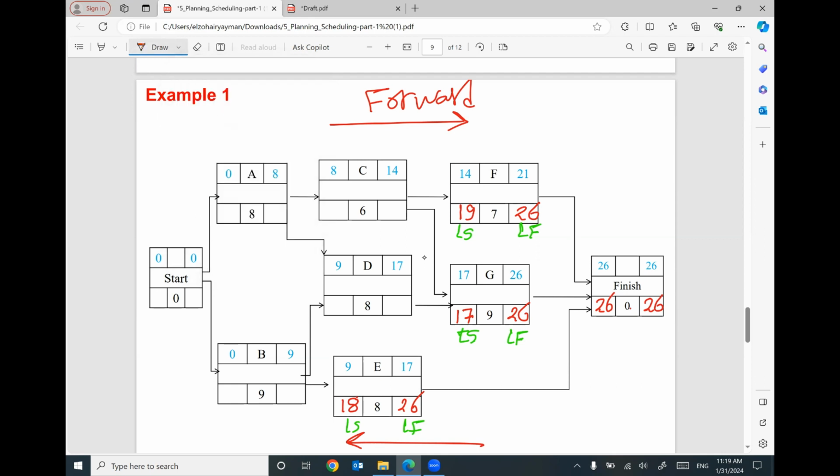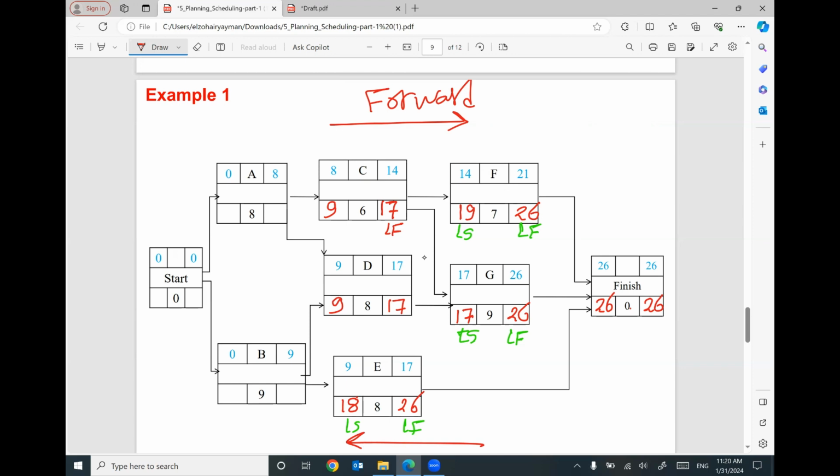So here you go. We have an arrow coming back here with 19, and we have another arrow coming back to activity C with 17. Which one will go back to be the late finish for activity C? I'm gonna use the smallest number, 17. So 17 minus 6 will be 9. For activity D, we have only one arrow coming back with 17. 17 minus 8 will be 9.